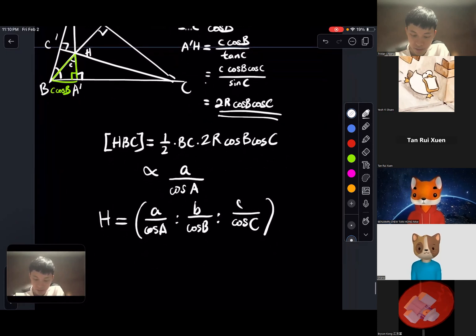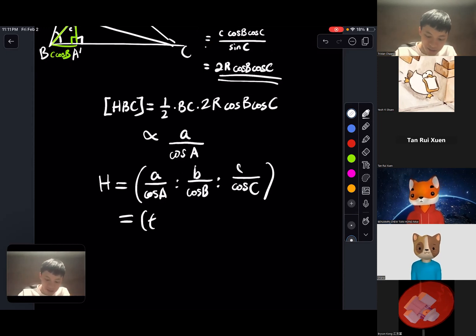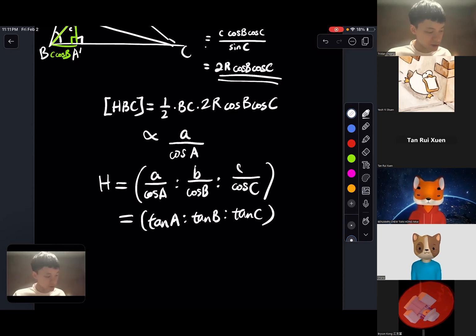But we can simplify this into something nicer, because, again, remember the sine rule. A to B to C is the same as sine A to sine B to sine C. So this is the same as tangent A, tangent B, tangent C. Cool. In this case, I mean, we're using a bit of trigo bashing to find the coordinates of H.